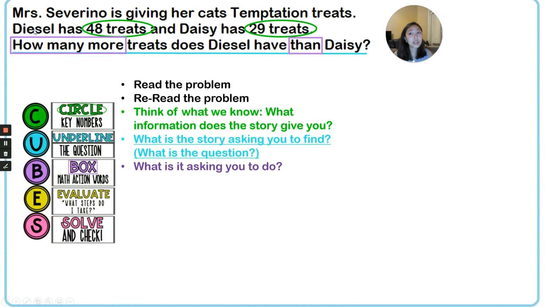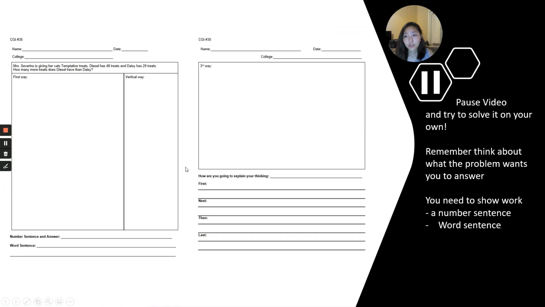So if you see that Diesel has 48, Daisy has 29, they're not asking you to add them together because they're not asking you how many do they have in total, or how many Temptation treats does Miss Severino have. This is really focused on the two characters, and they want to know how many more Diesel had than Daisy. So make sure you're hopping right into this part.